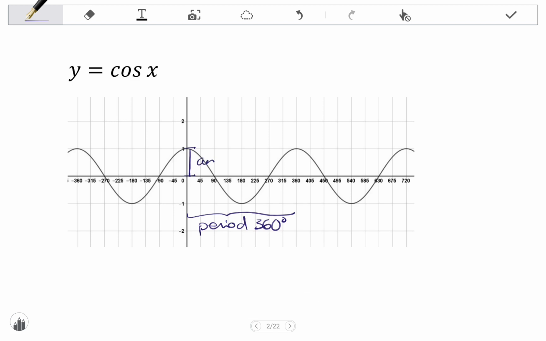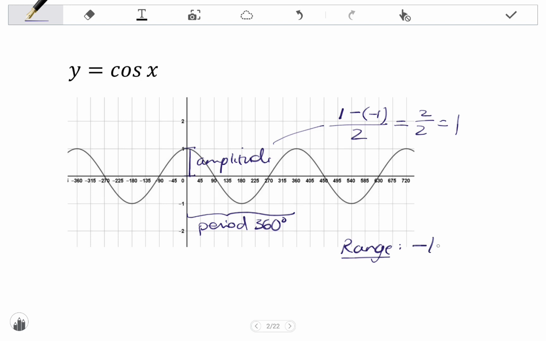Okay, so we see the amplitude there, the height from the midline to the maximum. And if we calculate the maximum minus minimum divided by 2, I just want to show you, I didn't do it previously, but the maximum is 1 minus the minimum, which is -1. If we divide that by 2, that's 1 plus 1, which is 2 over 2, which is 1. So our amplitude is 1. Okay. The range for the cos graph is also from -1 to 1, just like the sine graph, and the domain is also the whole real number line.